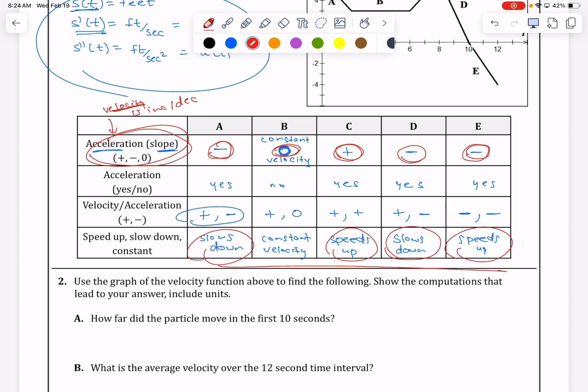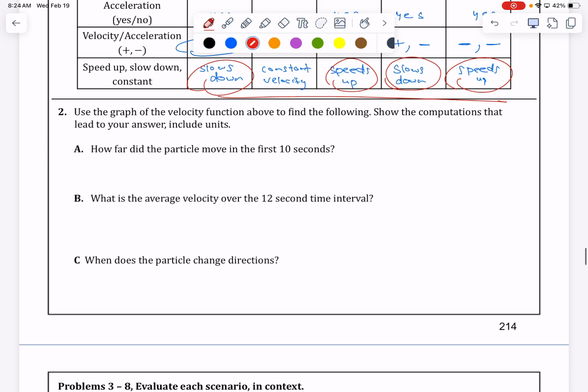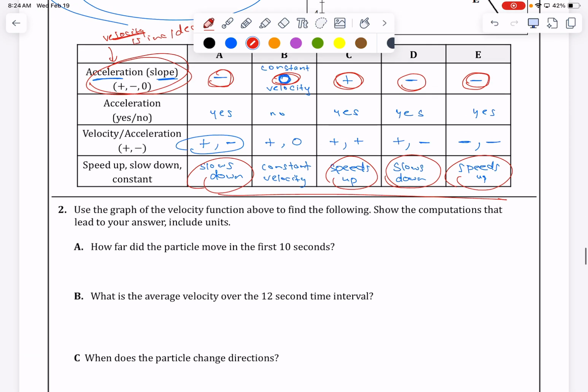Speed decreasing is where you slow down, which is different from velocity increasing and decreasing. And they will ask that. They will ask you where velocity is increasing and decreasing, which is just the slope, just acceleration. And then they'll ask you where speed is increasing and decreasing, which is where you have to look at velocity and acceleration.